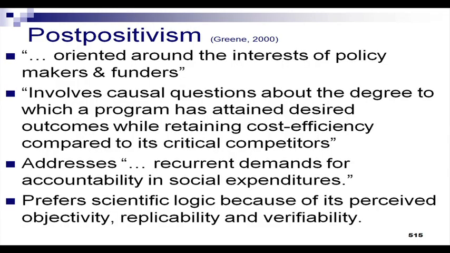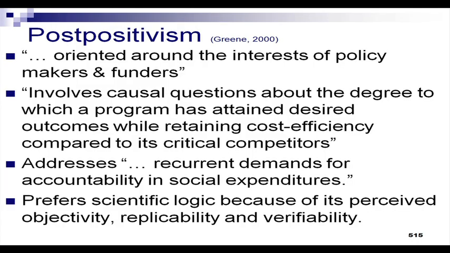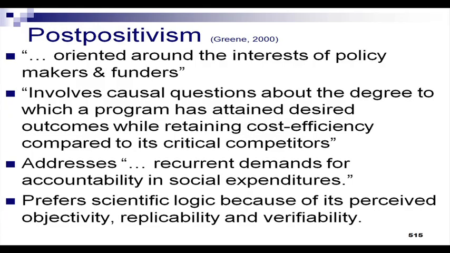It involves causal questions about the degree to which a program has attained desired outcomes while retaining cost efficiency compared to its critical competitors. So post-positivism involves the degree to which the outcomes have been influenced, whether there is a cause and effect relationship between the questions that were asked and the outcome that has been produced. It addresses recurrent demands for accountability in social expenditures. So when we spend so much money and evaluate programs from a post-positivist point of view, we try to find out whether the money we used for these programs was actually used properly or not.